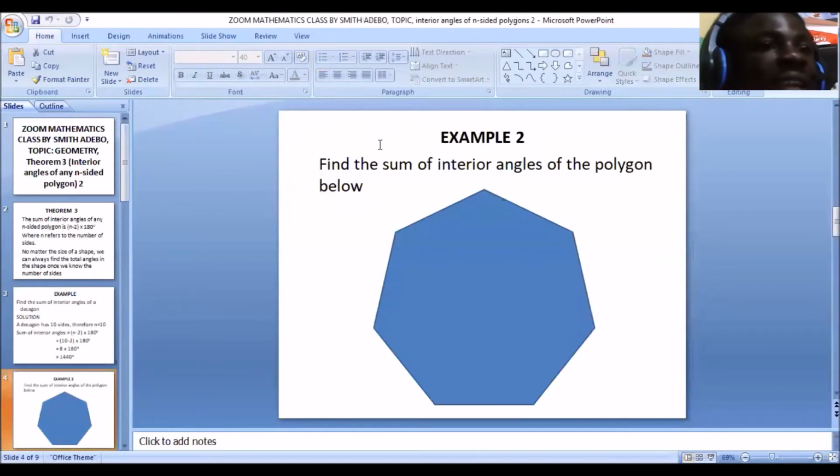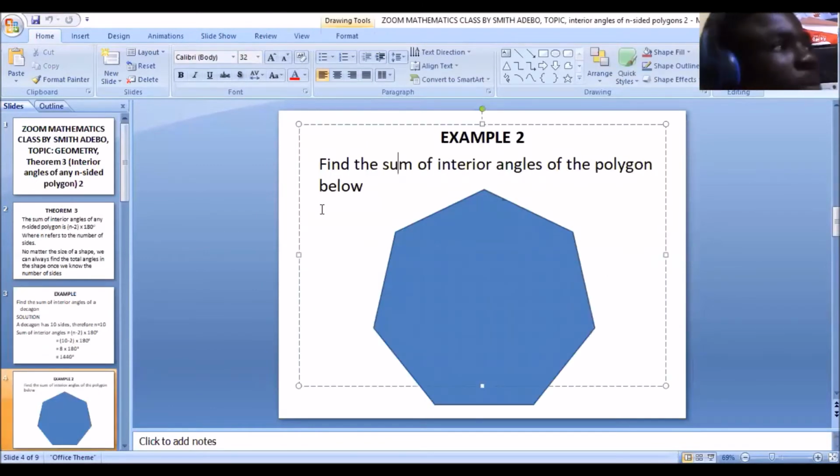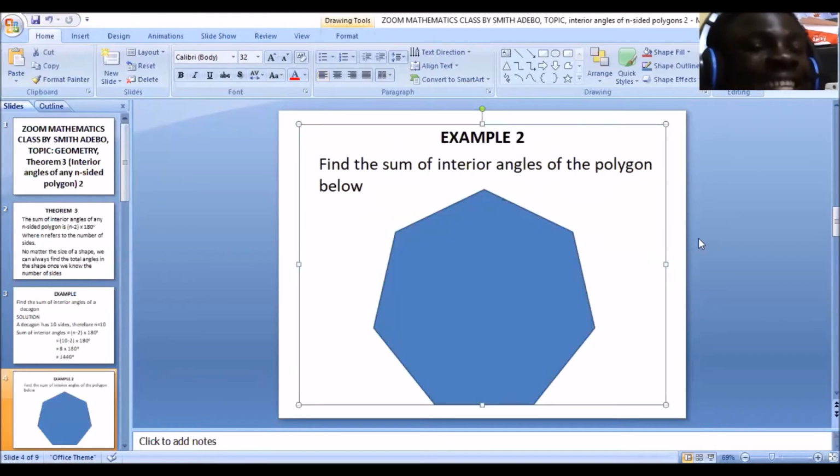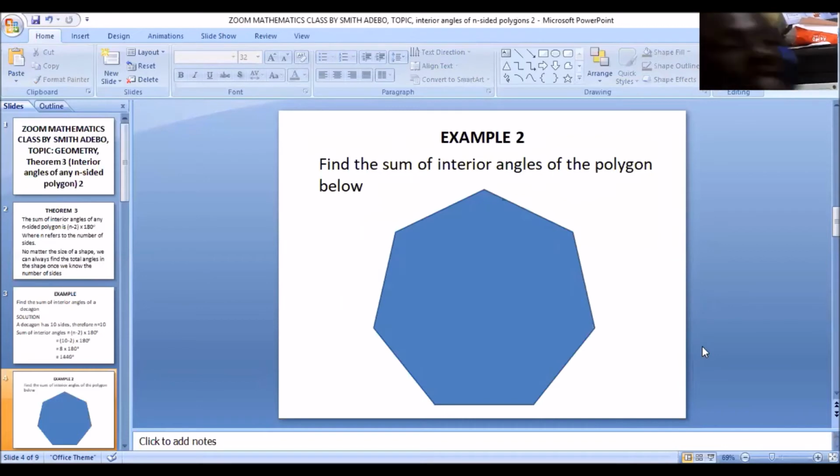Now, secondly, find the sum of interior angles of the polygon below. Like I told you, the first step in solving a question relating to a polygon is to identify the shape. How can you identify the shape? You identify a shape by finding the number of sides. For polygons, the distinguishing property, the first and most important specific property they have, is the number of sides.